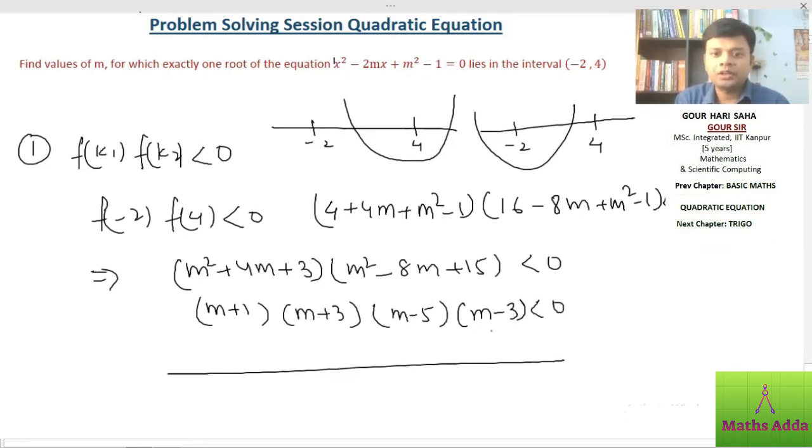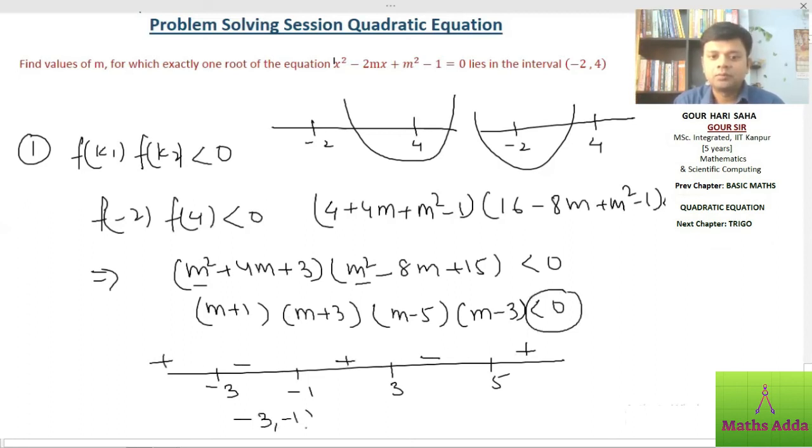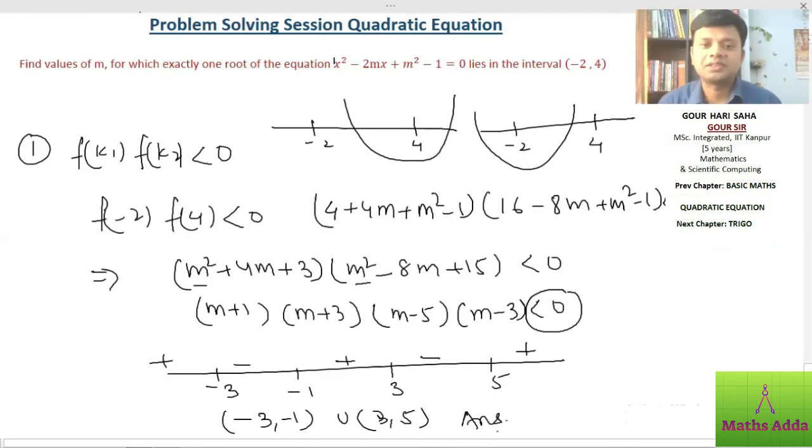Plot all critical points: minus 3, minus 1, 3, 5. Highest power is m to the power 4. When you multiply m square with m square, it is positive. So, start with positive, positive, negative, positive, negative, positive. You are looking for less than 0, this means negative. It is minus 3 to minus 1, union 3 to 5. This is your answer. Let's take one last question.